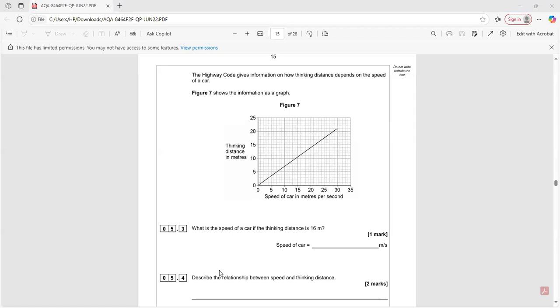Okay, this looks like a graph. It says, what is the speed of the car if the thinking distance is 16 meters? If I read this off the graph, 16 meters will occur between 15 and 17, sorry. The answer is on the y-axis. Yes, on the y-axis. So 16 meters would be somewhere here.